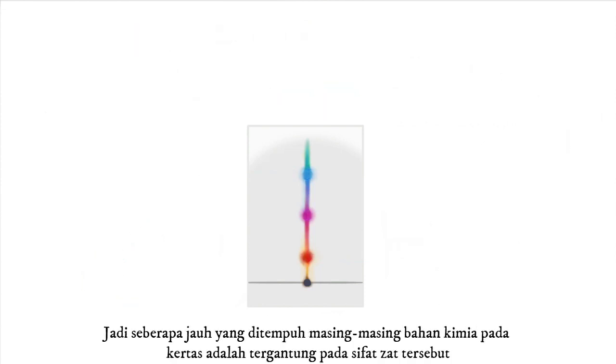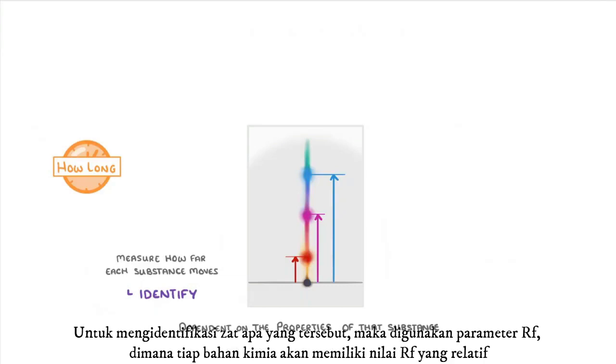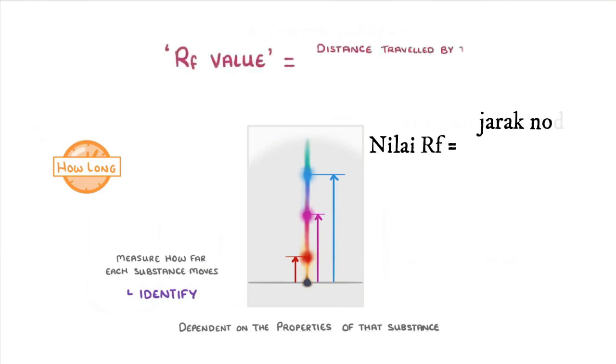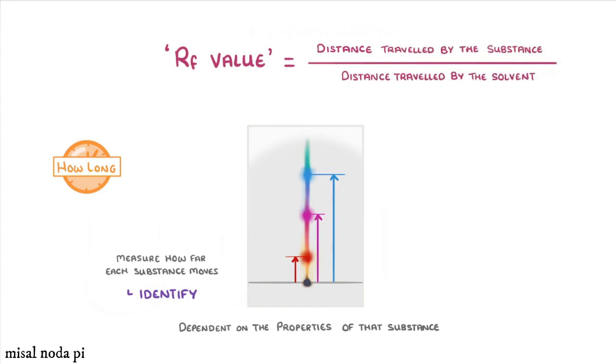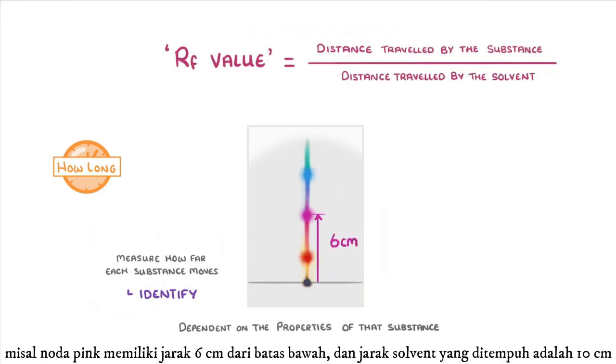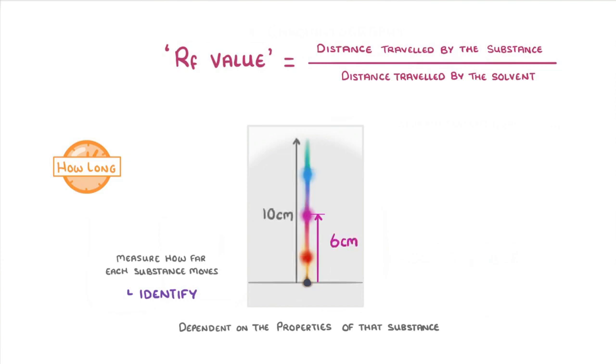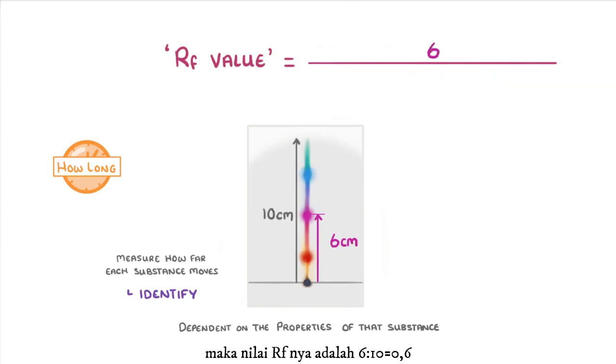So if you think about it, how far each of the chemicals travels is dependent on the properties of that substance. So instead of comparing the actual distance, we instead calculate a ratio called the RF value, which is equal to the distance travelled by the substance divided by the distance travelled by the solvent. So if this pink substance had travelled 6 centimeters from the baseline, and the solvent had travelled 10 centimeters, then our RF value would be 6 divided by 10, so 0.6.